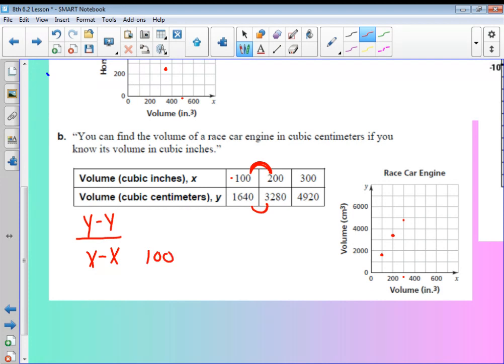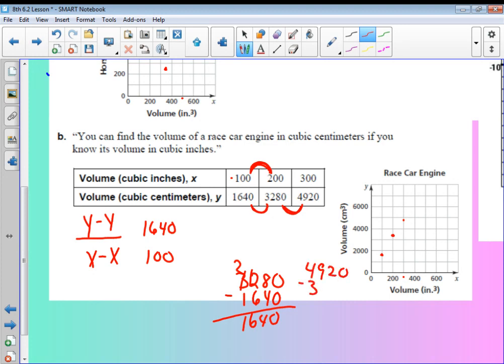And then to find the change here, I'm going to subtract. So I'm going to take 3,280 and subtract 1,640. Looks like it's jumping 1,640 each time. So I should double check to make sure that this has the same change. So I will do that. And this would be faster with a calculator, but I'm just doing it so that you can see how I'm getting my numbers. So I did get the same answer for each. So our change was 1,640 over 100.